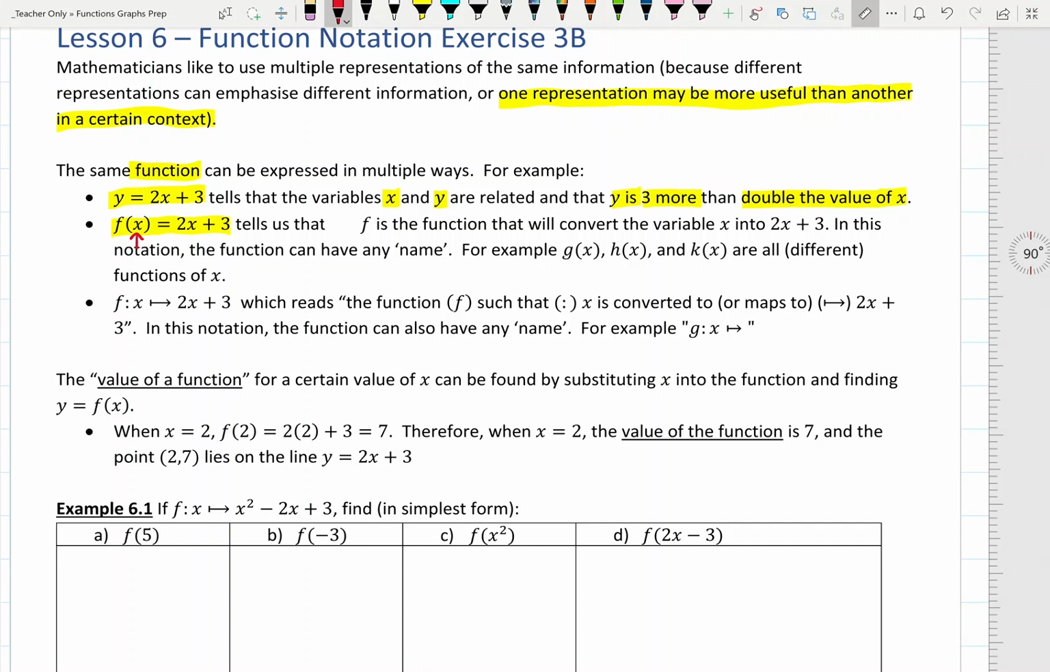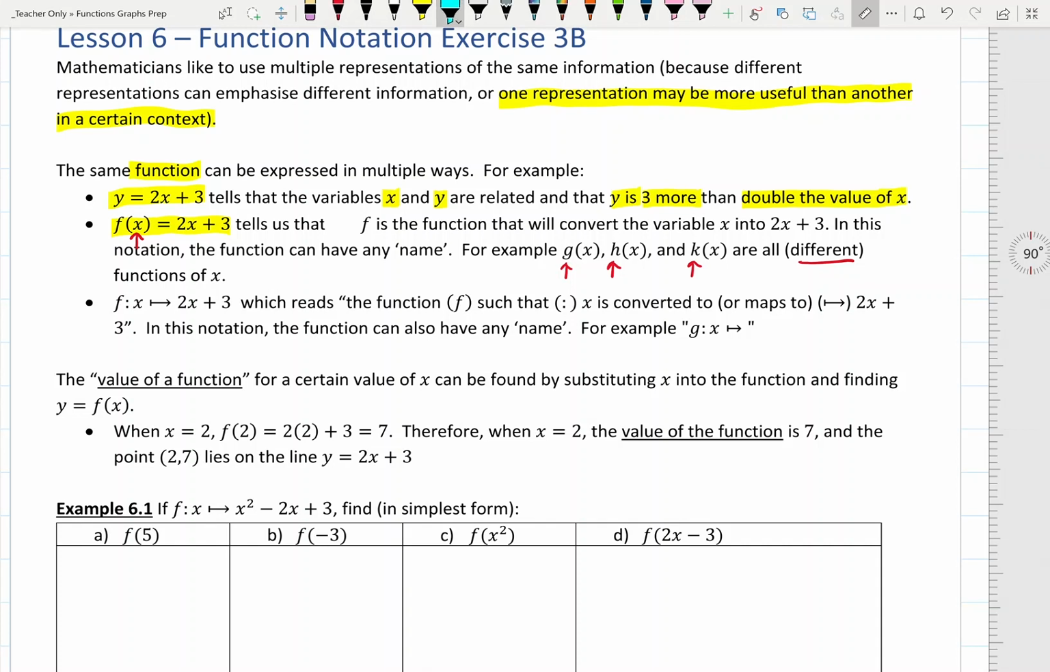And just a reminder, I'm sure you're aware of this, but the function can have any name. The f is just a name. We use f because that's for function, but it can be g of x, h of x, k of x, any letter of x or any other variable, for example. And they are all different functions of x. So if you've got f of x and g of x in the same question, then they are different functions, but they both have the same variable x.